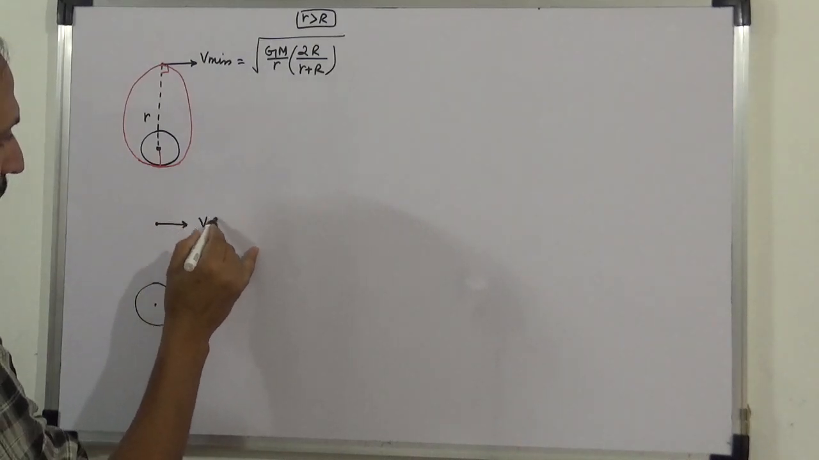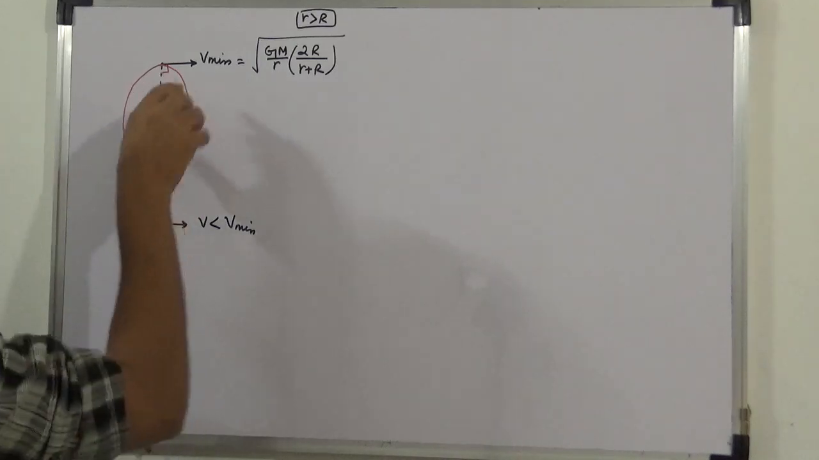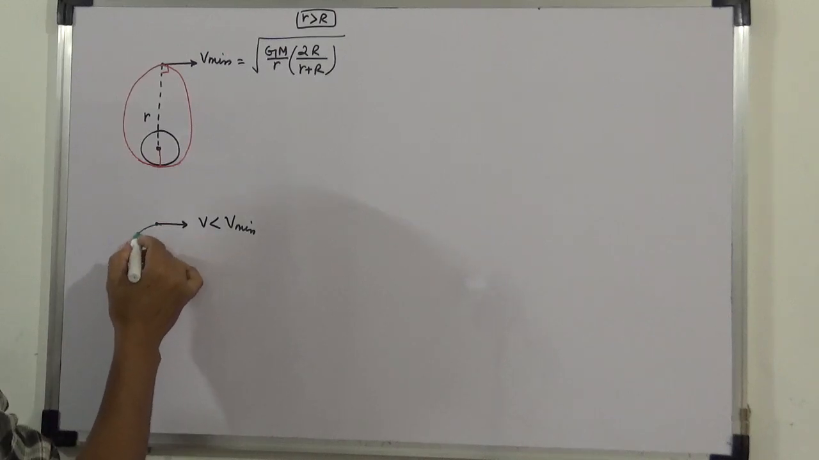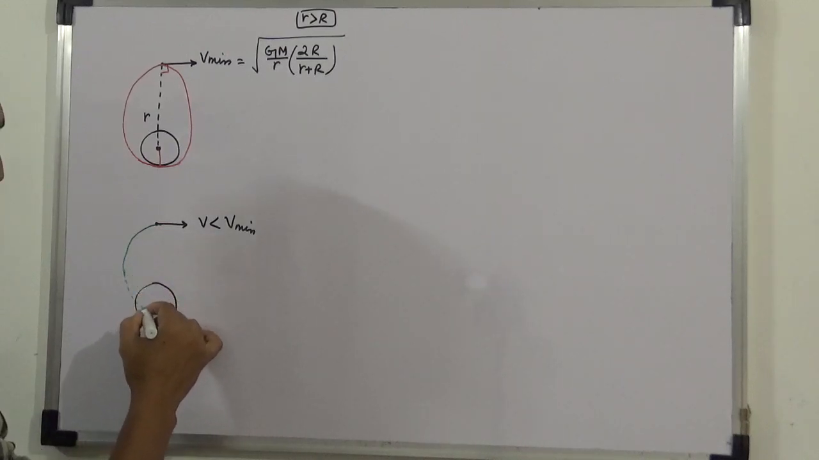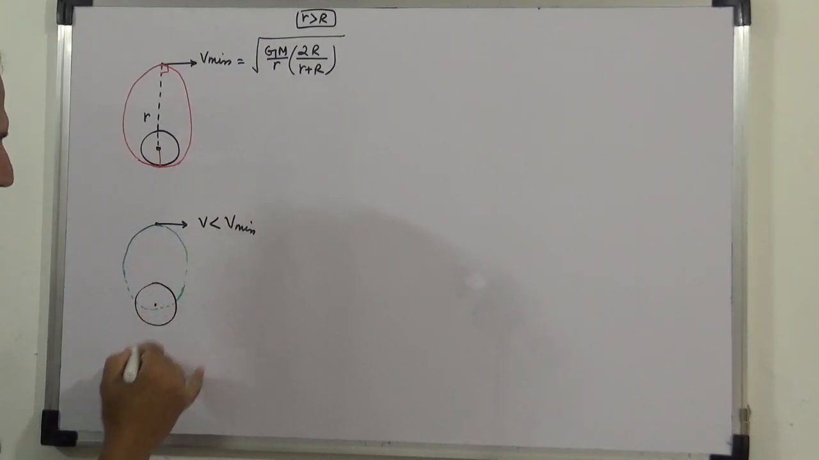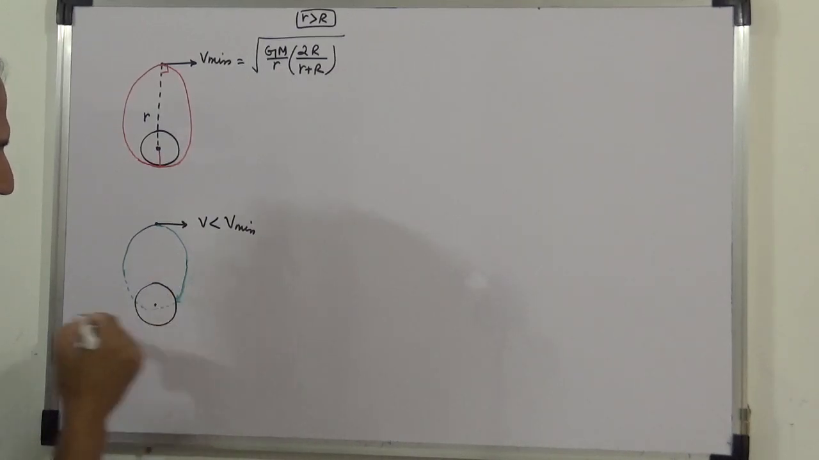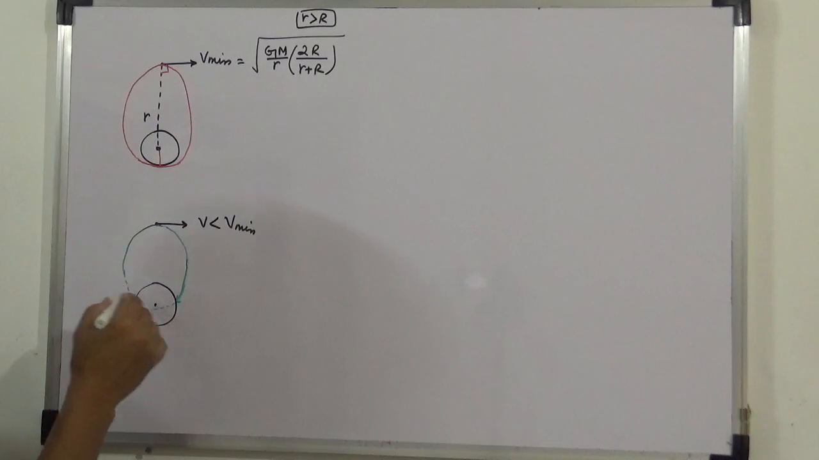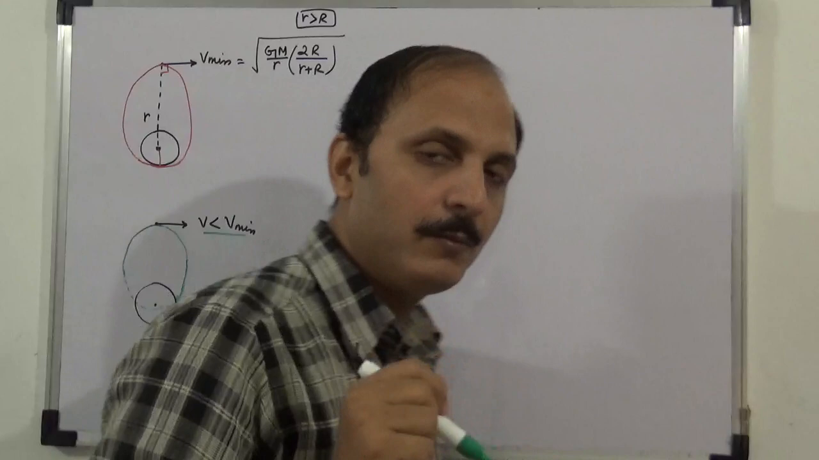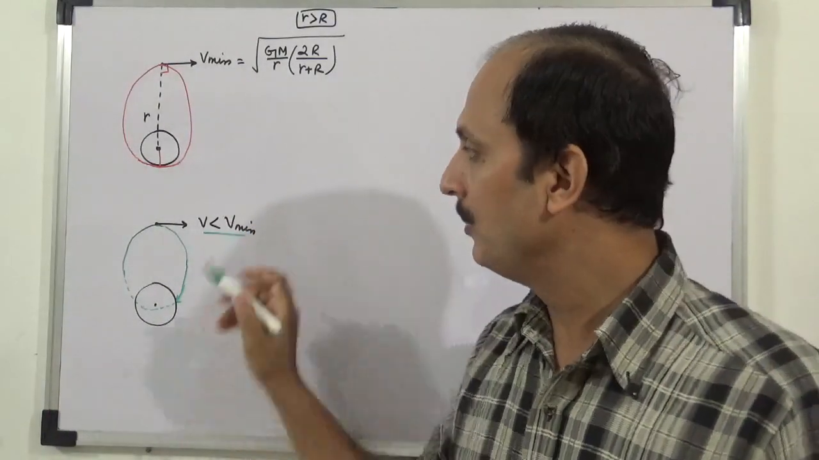If let's say this V is less than V minimum, then what will happen? The size of elliptical path will decrease. The size of elliptical path is going to decrease, so it will execute this elliptical path. But what will happen? As it moves out, as soon as it comes here, the Earth comes in between, it is going to collide with the Earth. It is going to collide with the Earth. So if V is less than V minimum, that satellite will not move around the Earth. It will collide here. So minimum V is this.